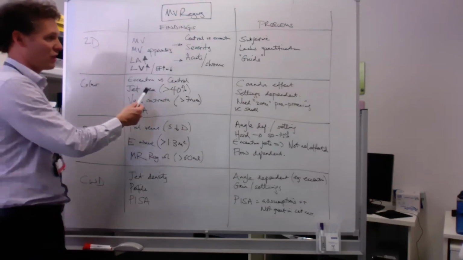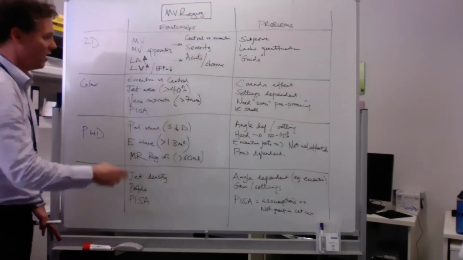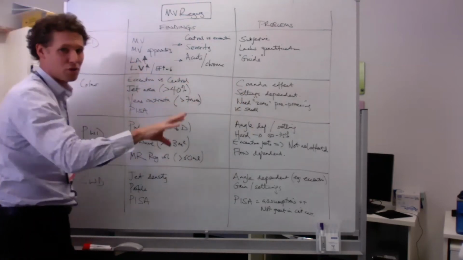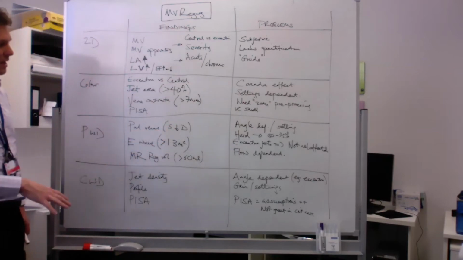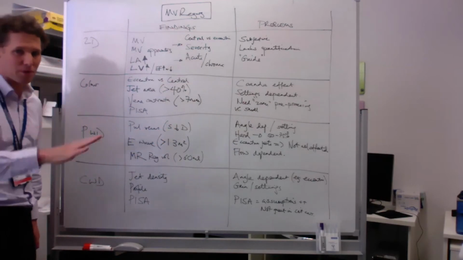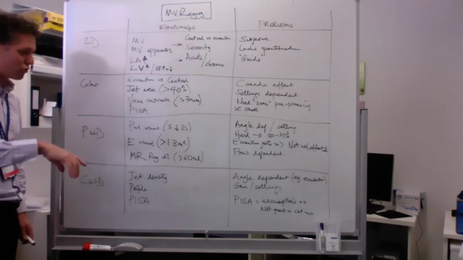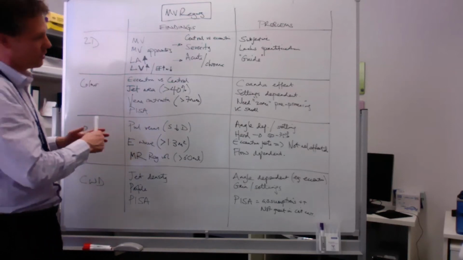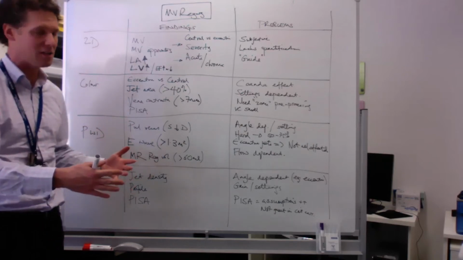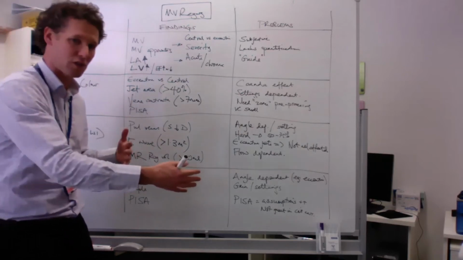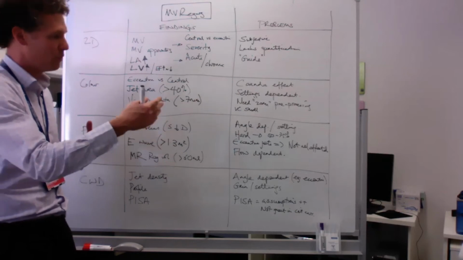If it's eccentric, I can't use it because of the Coanda effect. I'll look at the vena contracta, but I need to make sure I'm zooming up because it's a small number. I don't use PISA because it's rubbish and they're critically ill with too many problems. Pulmonary veins, and just draw it. I think you've got to not just say, I look at the pulmonary veins. You've got to say, I look at the pulmonary veins looking for systolic blunting or reversal, which is more severe.